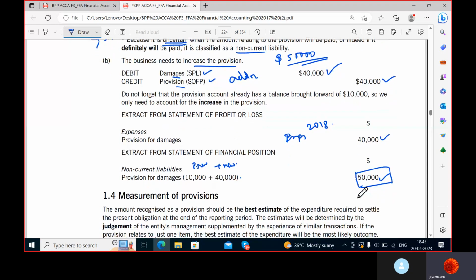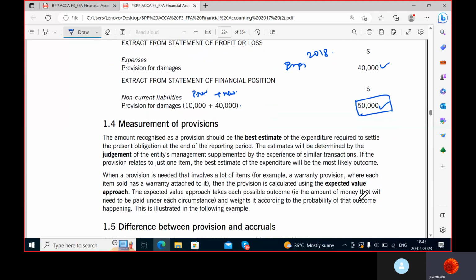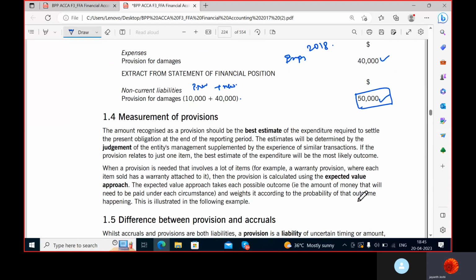Now, so that was about the recognition criteria, the first thing. Now we'll see the measurement criteria. So how are we getting this amount, that we should create a provision of 10,000 or we should create a provision of 50,000 and so on. The amount recognized as the provision should be the best estimate. There is no hard and fast rule. Only in the standard they are saying that it should be the best estimate of the expenditure.